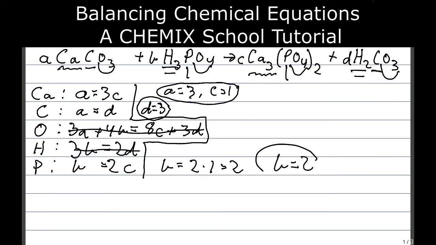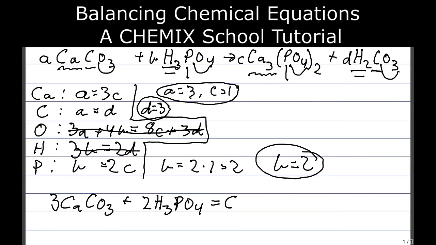Now it's time to add the coefficients in front of each of the compounds. The absence of fractions, and that all the coefficients are the lowest integers possible, tells us that the equation has been balanced correctly according to the convention.